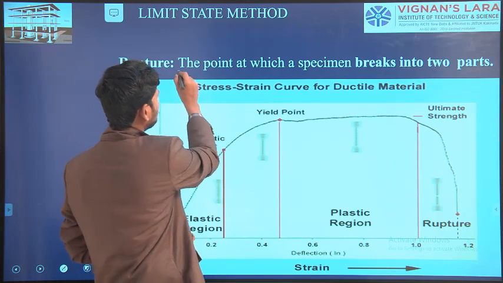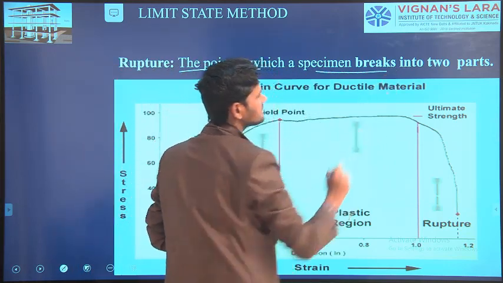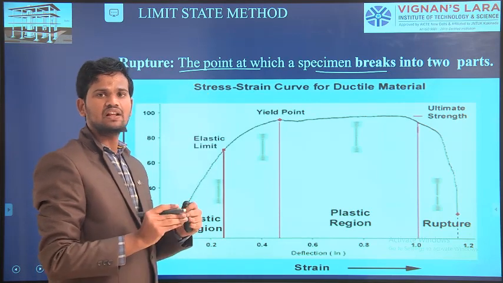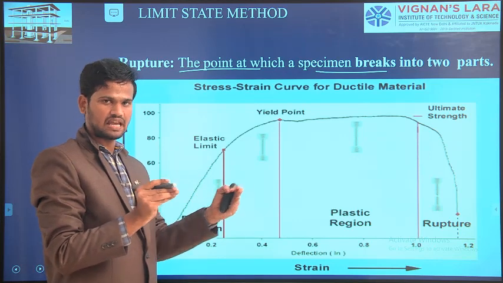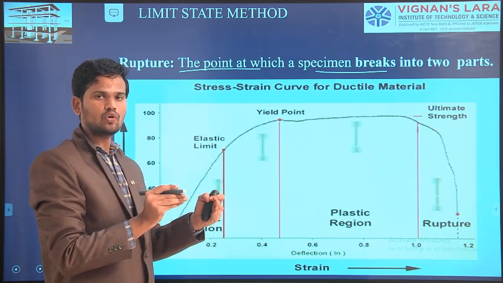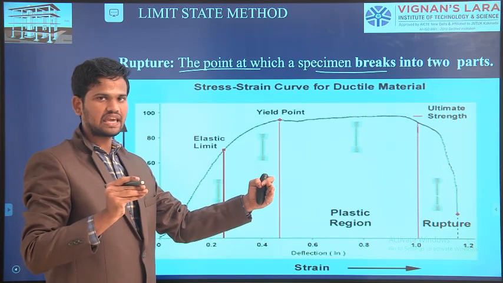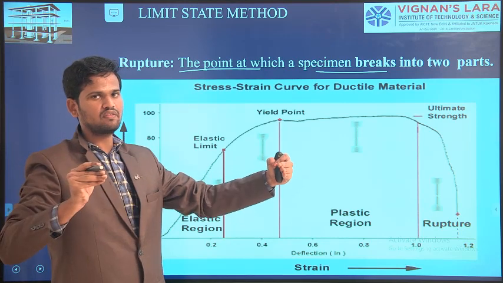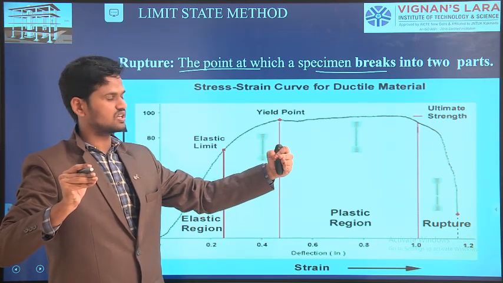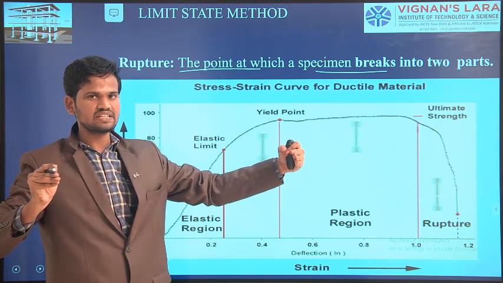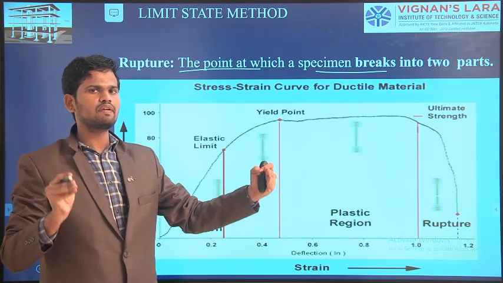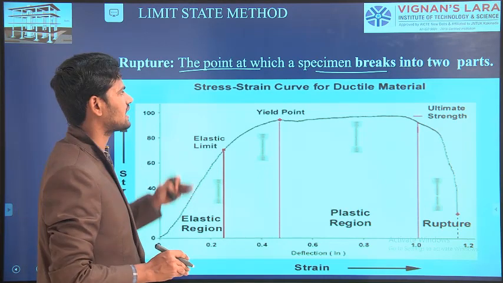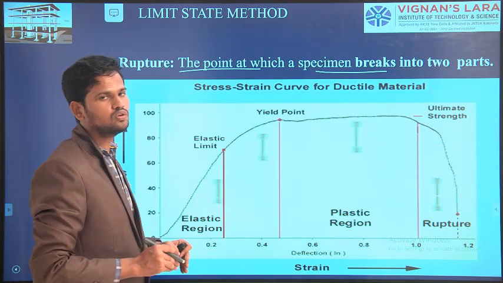Rupture is nothing but the point at which a specimen breaks into two pieces. That means, due to application of a large amount of load, first the material will have some elastic property. Again, if you apply a lot of load, the material will go into plastic deformation. If you remove the load, the member won't get back to the original position. As you keep increasing the load, the material will go away, and finally the material may break into two pieces, or it may rupture into two pieces.